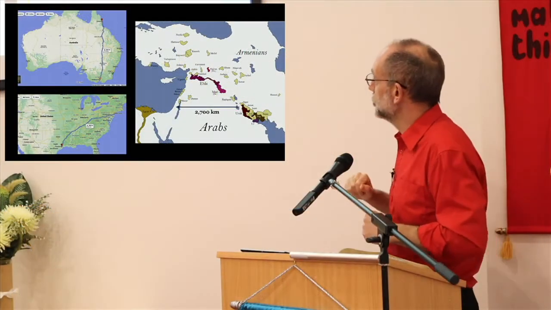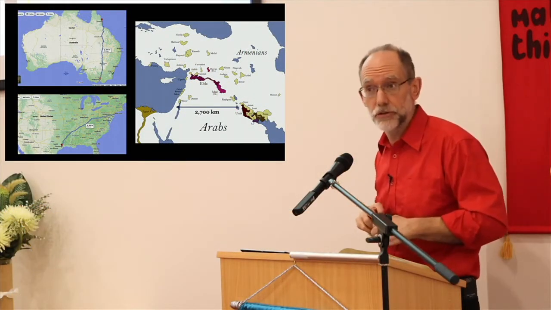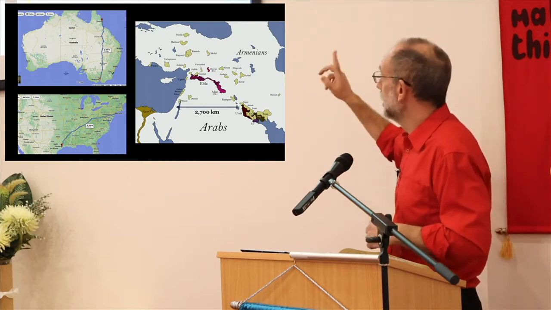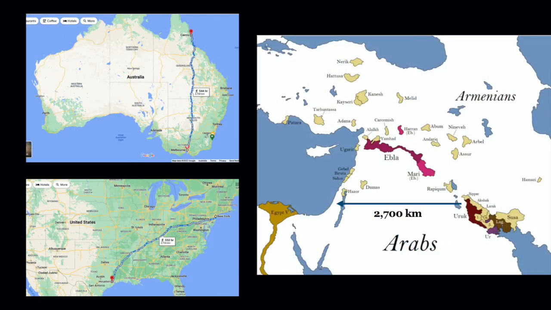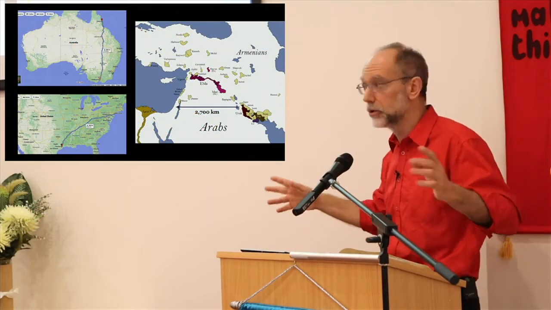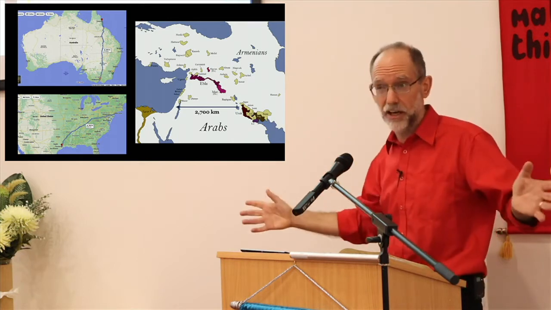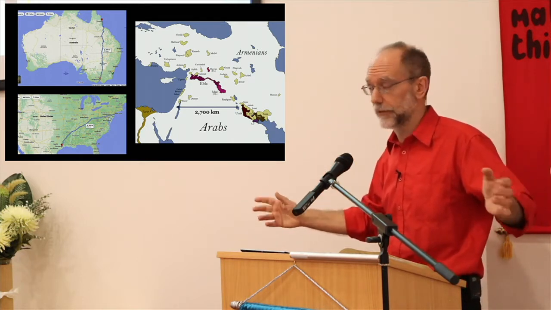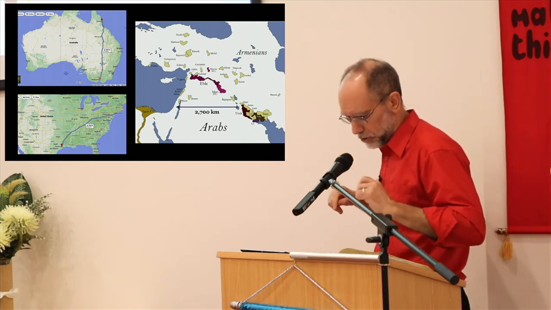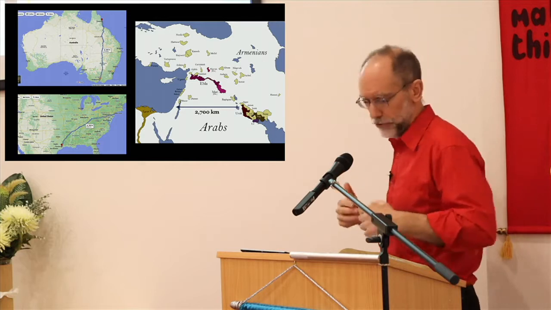Now that is a distance of 2,700 kilometres in a straight line. That's like the distance between Melbourne and Cairns. Or if you live in the US, it's between New York and Houston, Texas. That's that sort of distance. We're talking about a really large stretch of land here. So just bear that in mind as we go on.